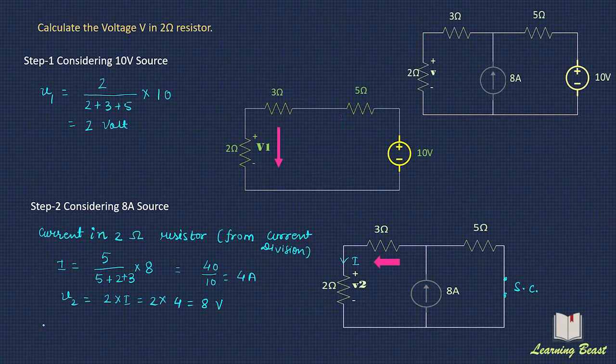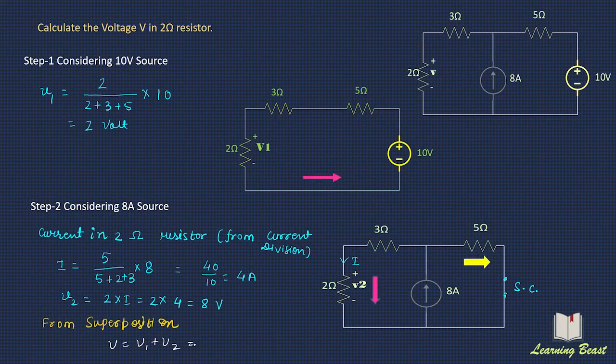So from superposition, V is equal to V1 plus V2, which is equal to 2 plus 8, 10 volt.